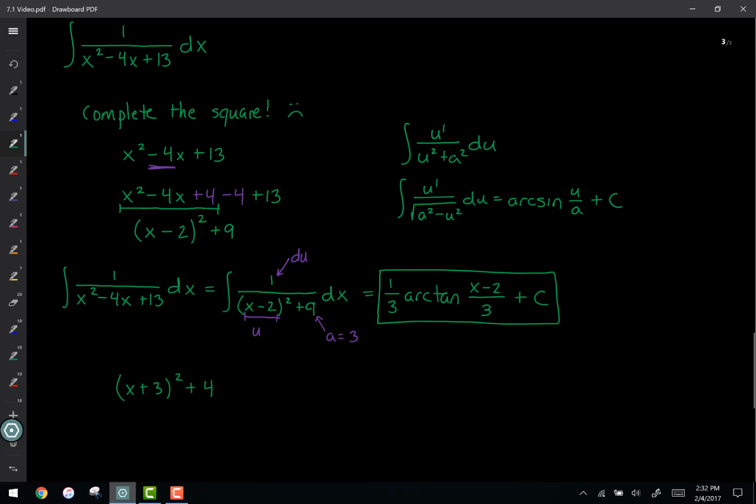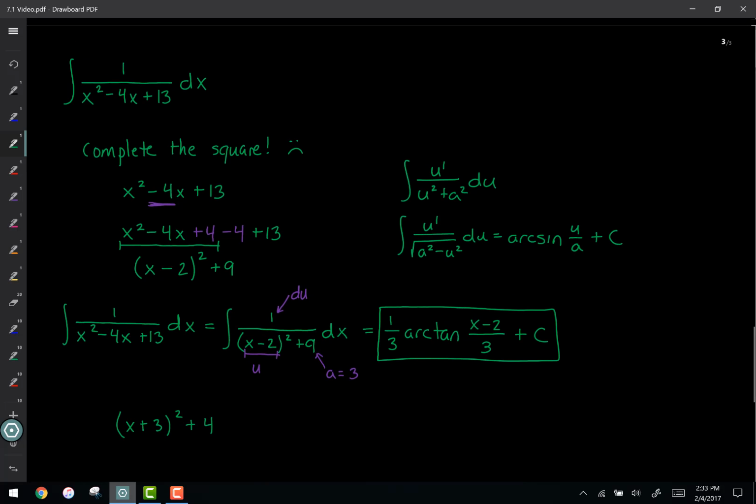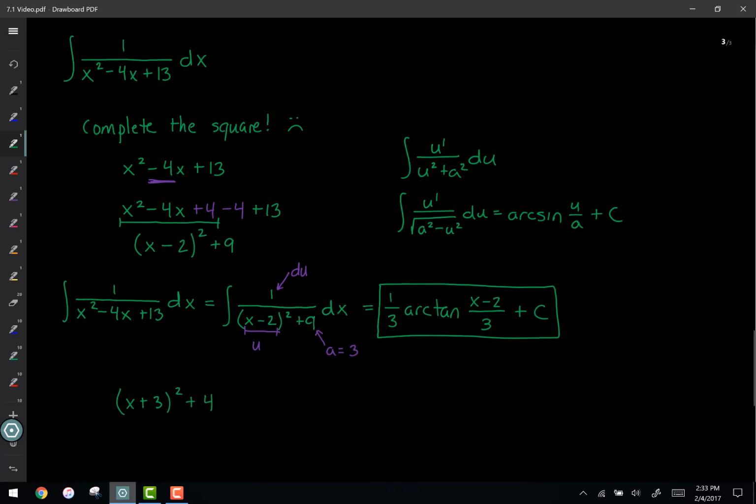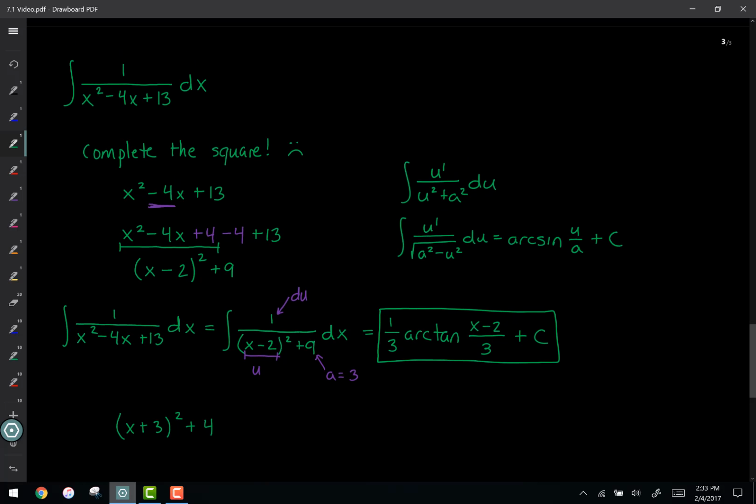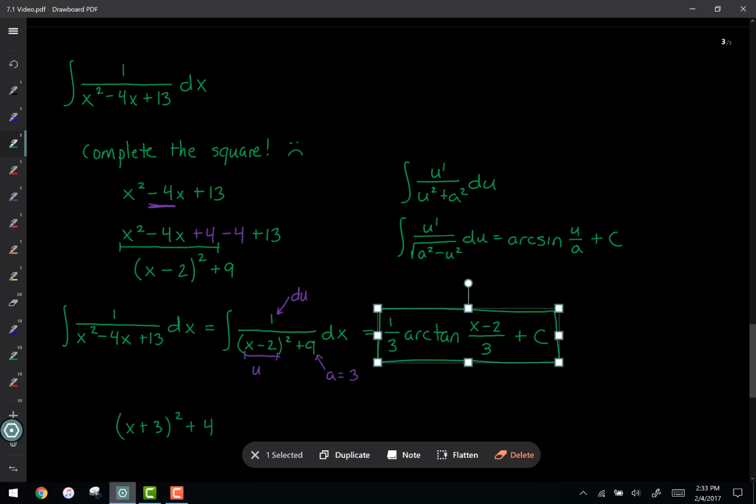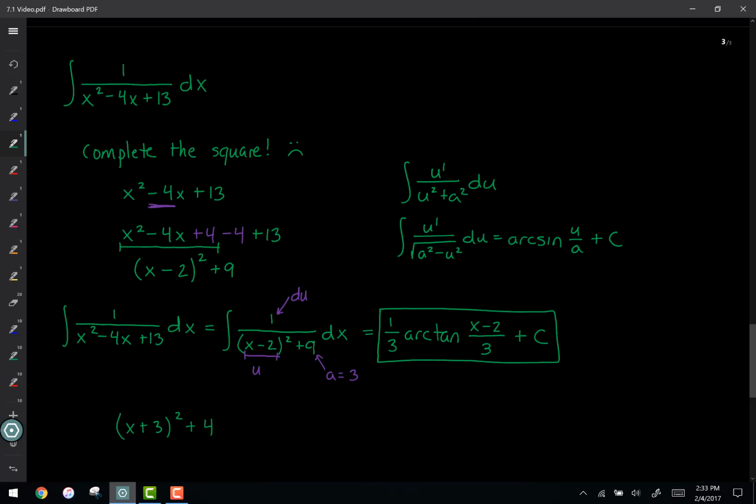But anyway, just practice. Problem 3 on the section 7.1 homework is similar to this. I think in the directions it actually tells you to complete the square. So not all the problems will tell you what to do, but just be aware that if you see something like this, or if you just have a quadratic down here like this, chances are it's going to be a completing the square type problem.